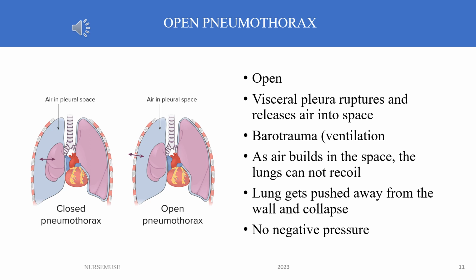The patient may have an open pneumothorax versus a closed pneumothorax, but we're talking about the open pneumothorax. So the visceral pleura ruptures and releases air into the space. This can happen with barotrauma, such as if the patient's on ventilation and we put the settings too high. As air builds up in the space, the lungs cannot recoil. They cannot expand and retract. So the lungs get pushed away from the wall and then they collapse because there's no negative air pressure. We need to keep negative air pressure in the lungs at all times.